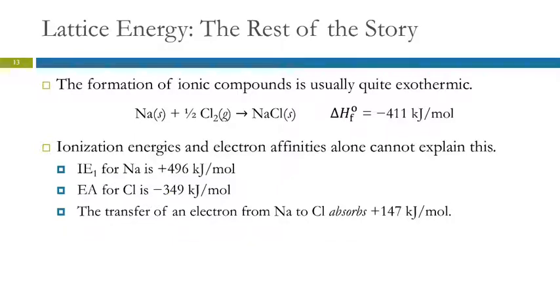But if we just look at that electron affinity and ionization energy, forming those 2 ions actually requires an input of 147 kilojoules. It does not give us 411 kilojoules being released. So something's missing, right? And what's missing is lattice energy.